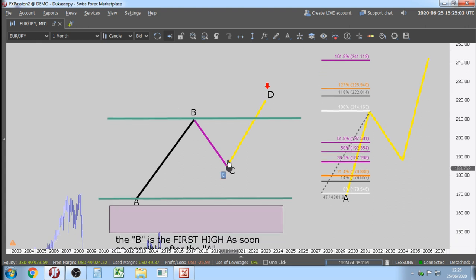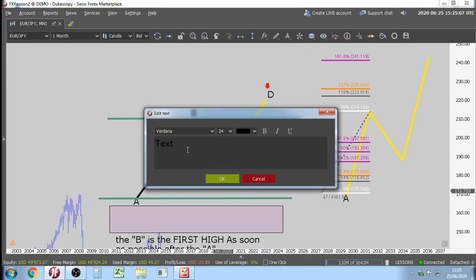Now, what about the C, everybody? What is the C? And this is a rule. The C is the lowest point, not necessarily a low, inside the AB boundary.